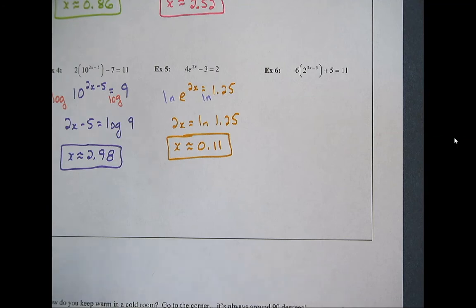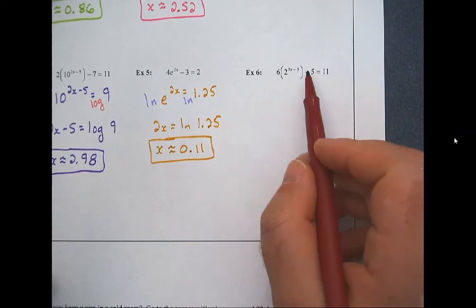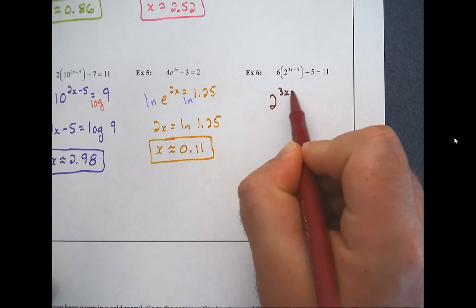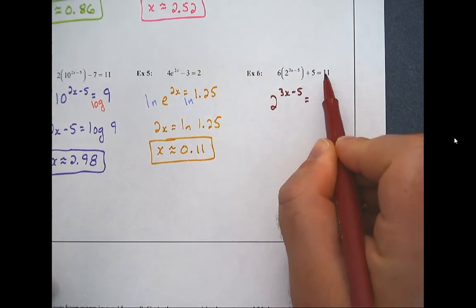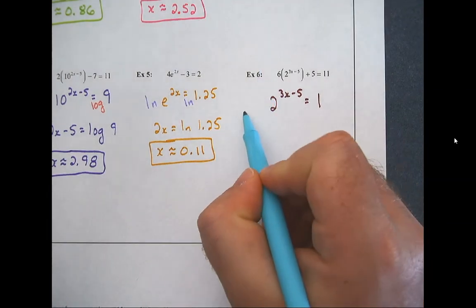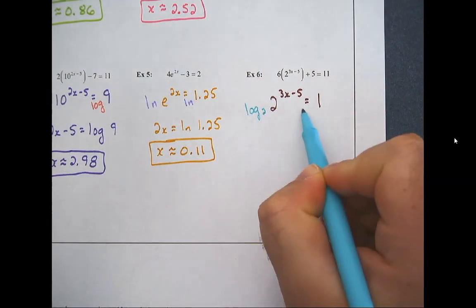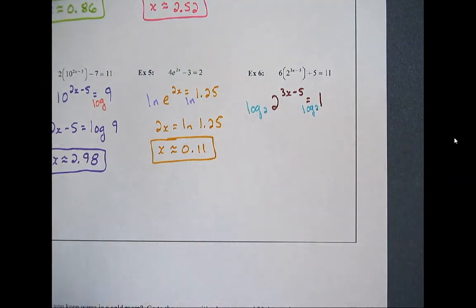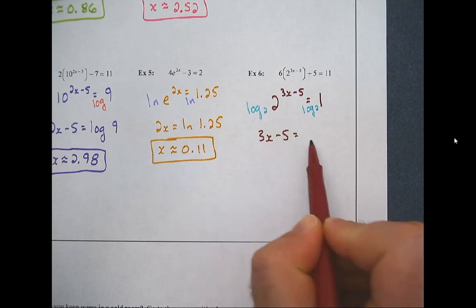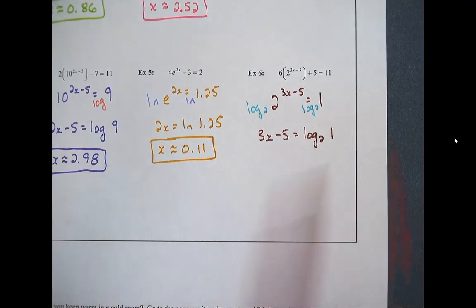So I would start off by -5, divide by 6. So I would get 2 to the 3x minus 5 equals 11 minus 5 is 6, divided by 6 is 1. That's nice. Now I've got to kill off 2 to the. 2 to the is undone by log base 2. So I would now have 3x minus 5 equals log base 2 of 1.